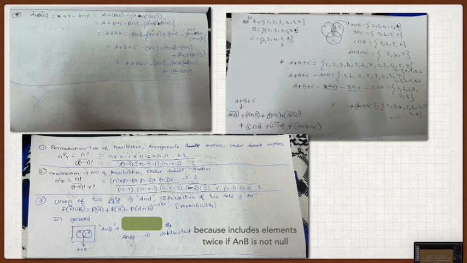Below we see the permutation and combination formulas given for nCr and nPr, and the union of two sets formula which we saw previously.